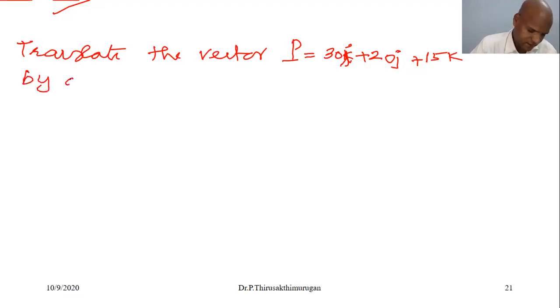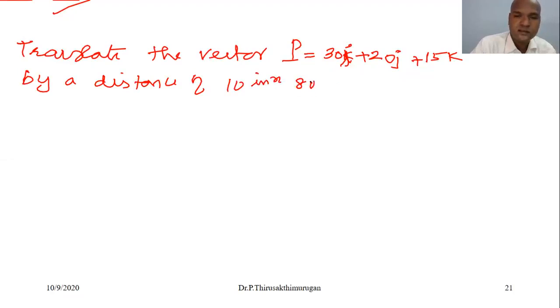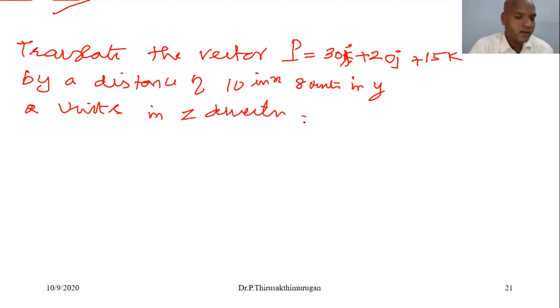by a distance of 10 units in X direction, then 8 units in Y direction, then 2 units in Z direction. Please do it. What is the homogeneous transformation matrix?